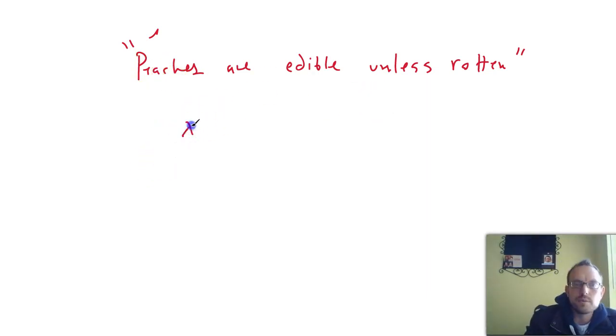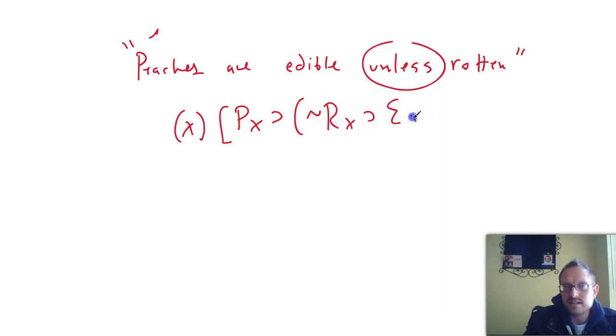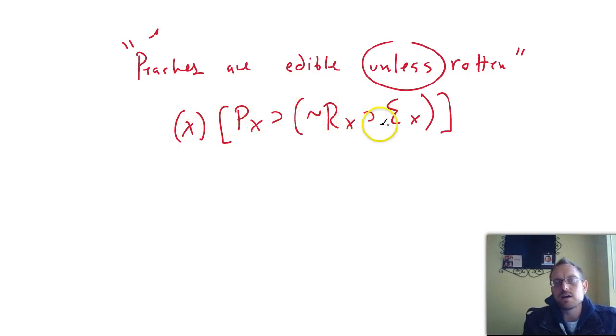Well, one way we could say is, it's universal, so I need my universal quantifier. I'm going to put a bracket here. And then say, if there's an x in the universe, if that x is a peach, then what? But here, edible unless rotten. How do we make sense of this "unless"? We're going to say, then, if it's not rotten, then it is edible. Close bracket. So if there's an x in the universe, if that x is a peach, then if that x is not rotten, then it is edible. That's one way of interpreting it.